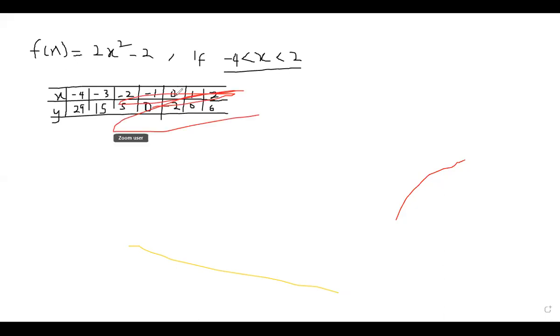Oh, who's writing on the page? Yeah, let's try this one.